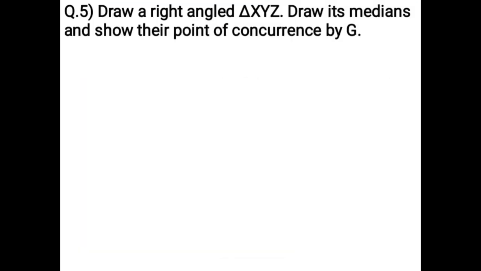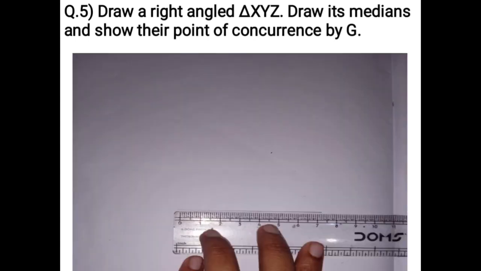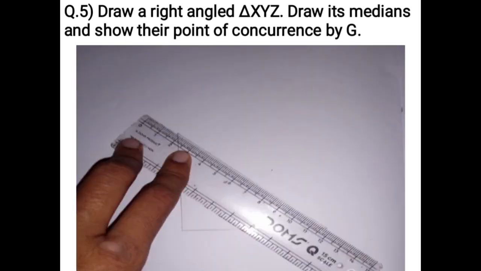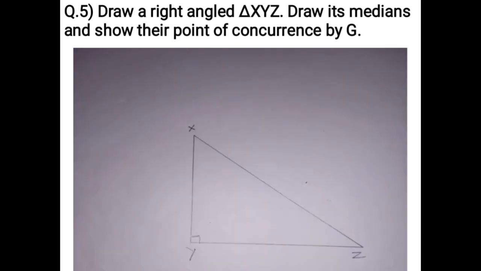Draw a right angle triangle XYZ. Draw its medians and show their point of concurrence by G. Draw a right angle triangle. The name of the right angle triangle is triangle XYZ. To get a median, you have to draw perpendicular bisectors of all three sides by taking more than half distance with the rounder.